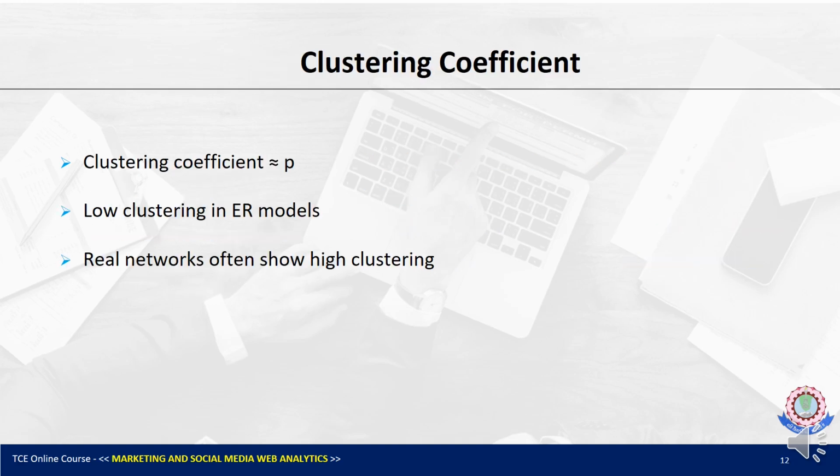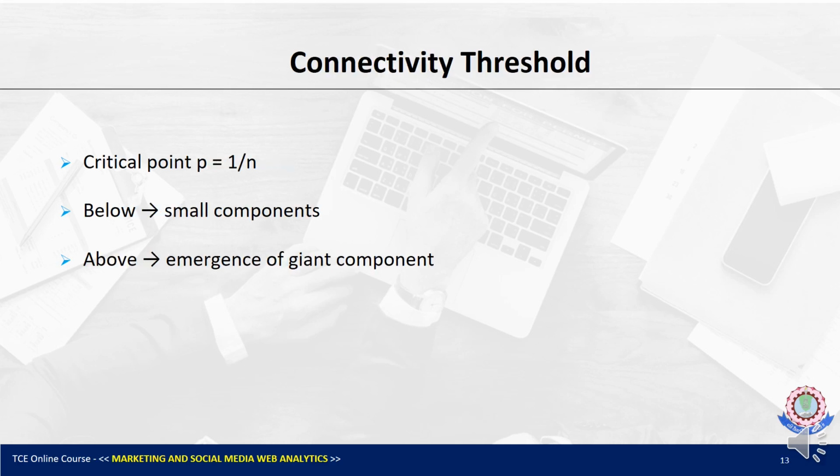Clustering coefficient. ER networks have low clustering, unlike real social networks, which show strong triadic closure. Connectivity threshold. A giant connected component forms when p equals 1/n. Below this, the graph is fragmented. Above this, it may be mostly connected.